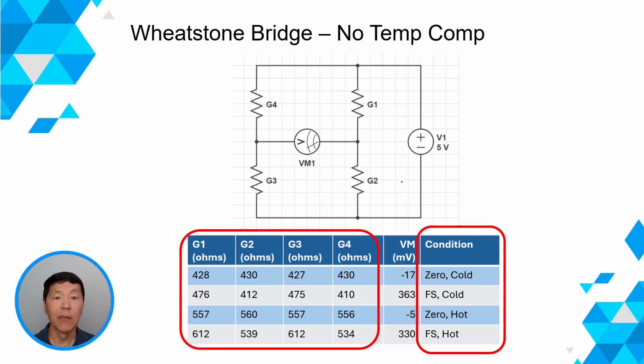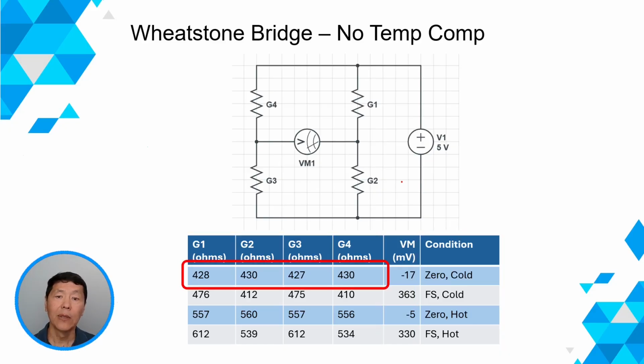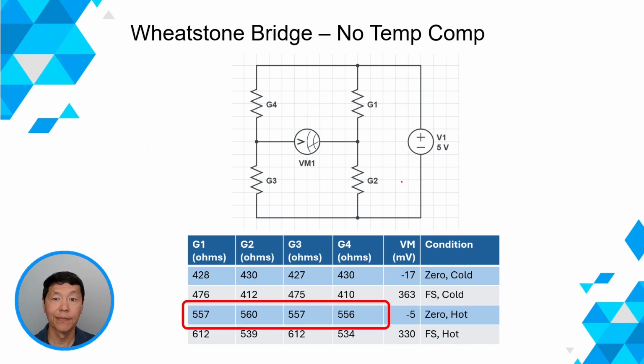The table shows the measured resistances of the gauges G1 to G4 at 0 and full scale pressure and at the cold and hot temperatures. We see that at the cold and 0 pressure condition, the gauge resistances are roughly equal to one another at around 430 ohms. The same goes for the gauge resistances at the hot and 0 pressure condition, where the resistances are roughly 560 ohms. In this case, the difference between the cold and hot temperatures is 55 degrees Celsius.